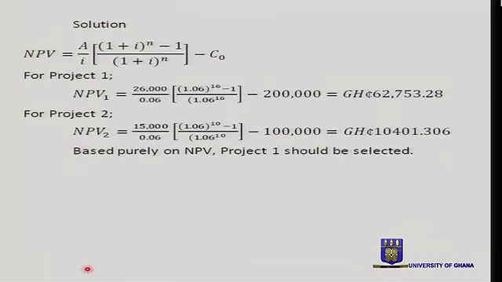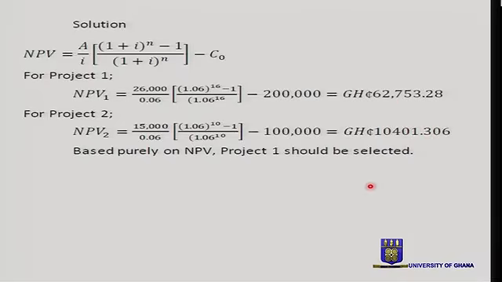It's the same idea. And so here, for project 1, my annual benefit is 26,000 divided by the i, which is the interest rate, 1 plus 0.06, which is what this expression says, to the power 16. You see, so I'm evaluating it over the entire period. I do the same, minus 200,000. What do I have? I have 62,753.28 for project 1. I do the same for project 2. Once I do the same for project 2, I have 10,401.306.